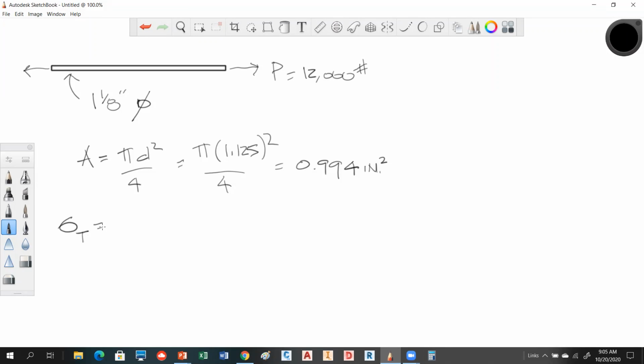So if we called that T for tension, it's just simply the force divided by the resistant cross-sectional area. So the area is in that section. The force is 12,000 pounds, dividing it by the area. So our stress that's developed due to that, we're looking at 12,072 psi, or you could call that 12.1 ksi.